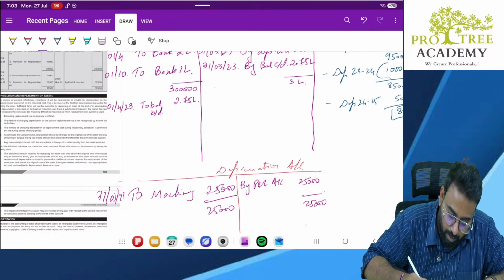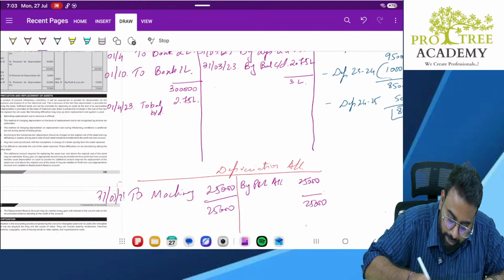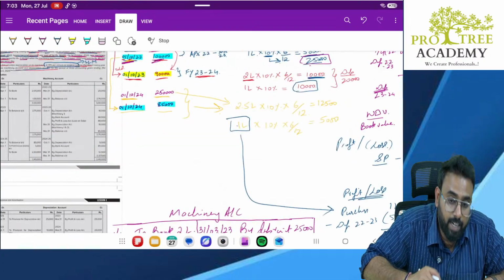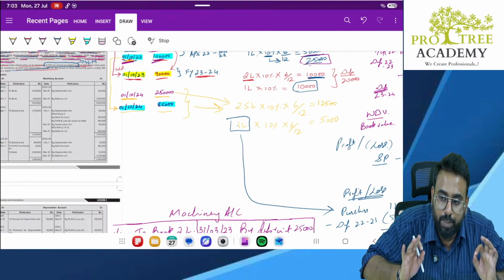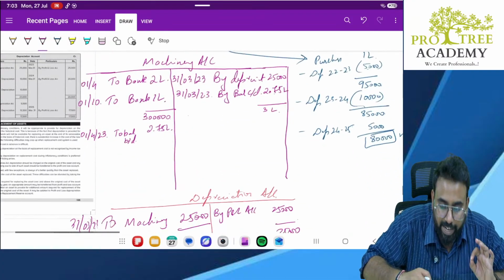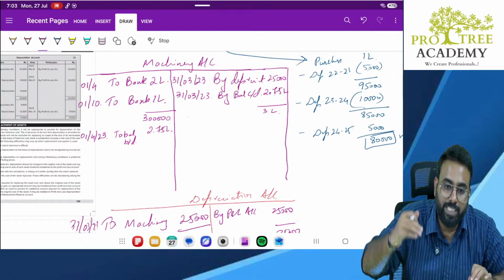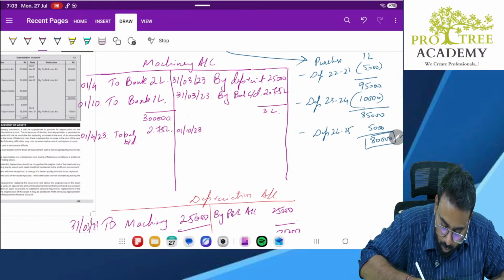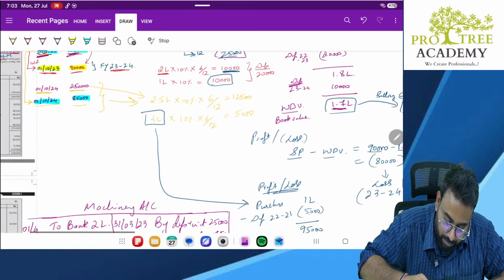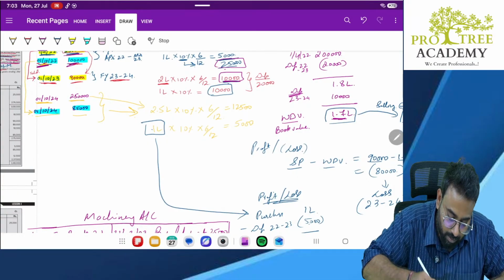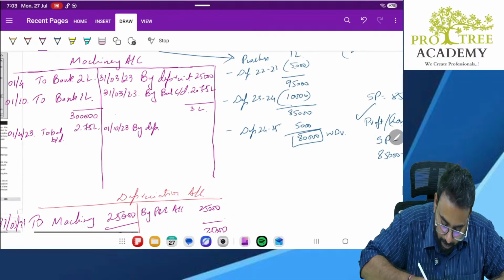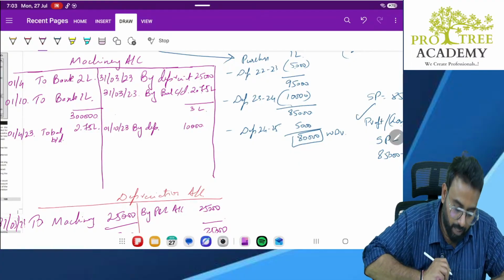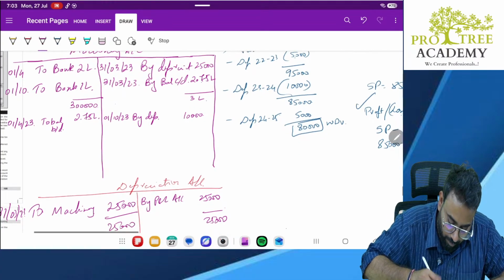Okay. Next. What has happened in the next year? A sale has happened and depreciation is also there. First, we'll record the depreciation on the asset which is actually sold. Correct or no? Okay. So on 1st October, some asset was sold. On that, we'll record the depreciation. By depreciation, how much on that? 10,000. Correct? The asset which is sold.